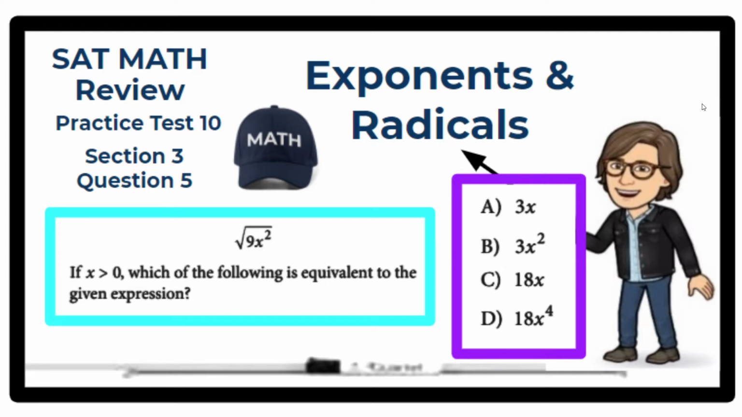My name is Jonathan. We are discussing the College Board SAT Practice Test Number 10, Section 3, Question 5, Subject: Exponents and Radicals. We're provided an expression which is the square root of 9 times x squared. If x is greater than 0, which of the following is equivalent to the given expression? A, 3x; B, 3x squared; C, 18x; and D, 18x to the fourth.